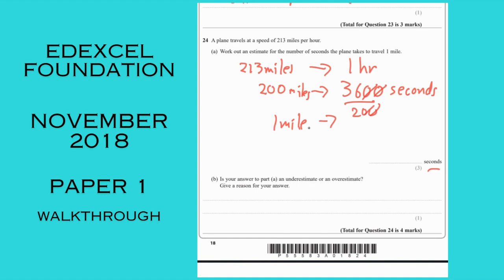Or in other words, 36 divided by 2 for 18 seconds. Now, depending on how you've rounded off, the mark scheme allows anywhere from 16 to 20 inclusive. So is it an overestimate or an underestimate? As you can see, we rounded the speed down. So let's give the reason first.